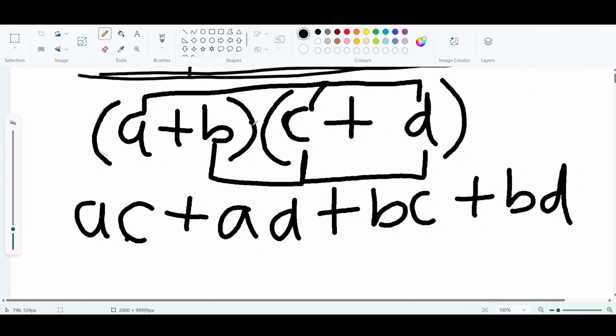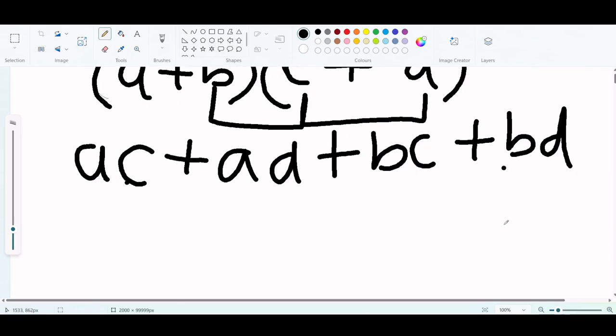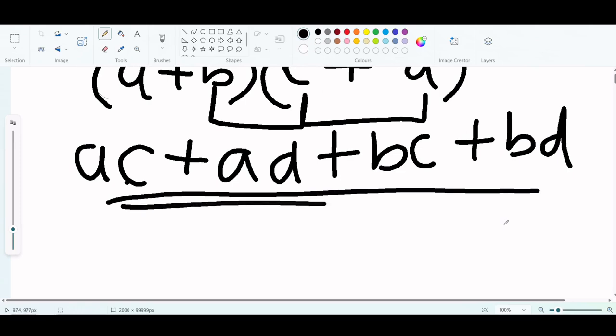Each bracket has 2 terms. The number of terms we are going to produce is the number of terms in the first bracket times the number of terms in the second. So it's 2 times 2, which is 4. This is how we expand these brackets.